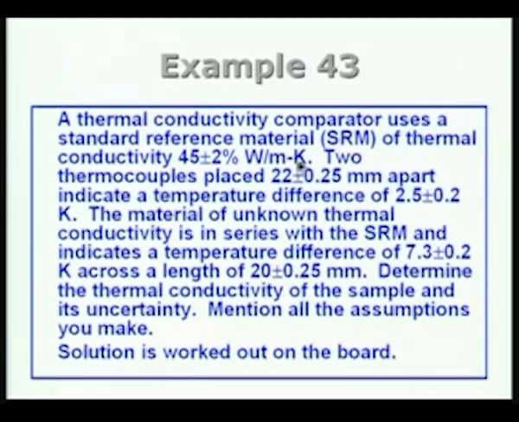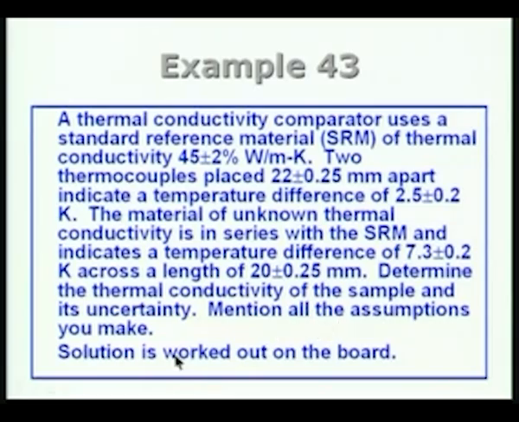temperature drop. So, two thermocouples placed at 22 plus or minus 0.25, this plus or minus 0.25 is the uncertainty in the location of the thermocouple, indicate a temperature difference of 2.5 plus or minus 0.2, again this is the uncertainty in the temperature difference which is measured. The material of unknown thermal conductivity is in series with the SRM as indicated in the comparator and indicates a temperature difference of 7.3 plus or minus 0.2 Kelvin across the length of 20 plus or minus 0.25 millimeters. So, 22 and 20. Determine the thermal conductivity of the sample and its uncertainty.